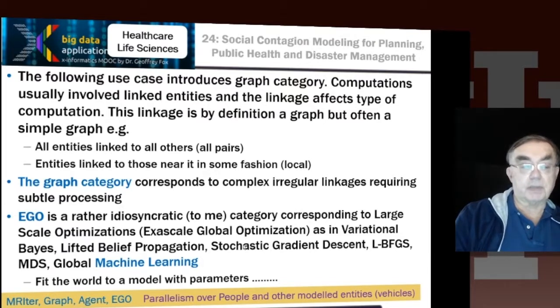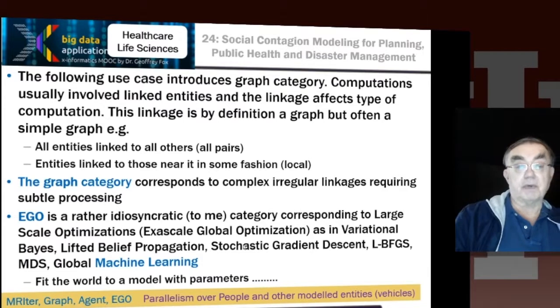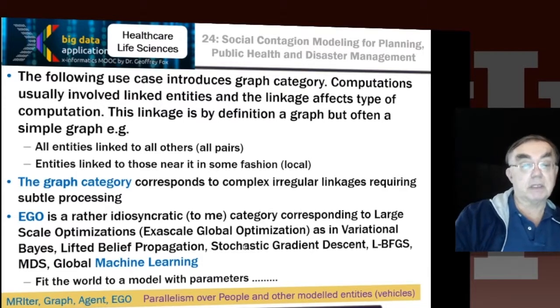In the simulation world, things are either linked to all others, that's the all-pairs model, or they're linked to entities which are near each other, local interactions. That's typical of material interactions. However, you can have much more complex interactions. So everything's a graph, but the graph category really corresponds to a complicated graph with complex, irregular, possibly time-dynamic linkages, which require very subtle processing.